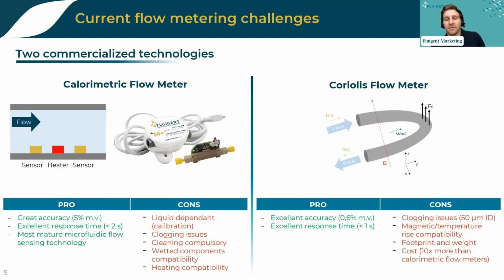So we still have the clogging issues, and that's the most important issue when you're using inline flow sensors. And then regarding specific limitations of the Coriolis flow sensor, it's the footprint, which is larger than the calorimetric flow sensors, and it's also more expensive than the flow sensors.